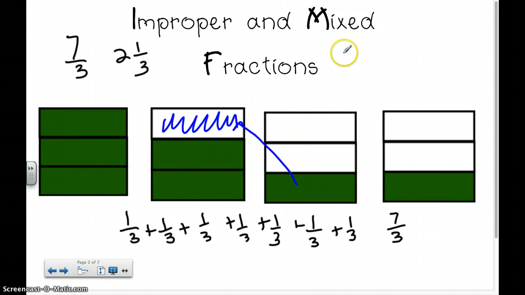I can also do the 2 thirds plus 1 third equals 2 and 1 third. I can add a whole number to a fraction because these are 2 wholes plus the 1 third. So I can do that.